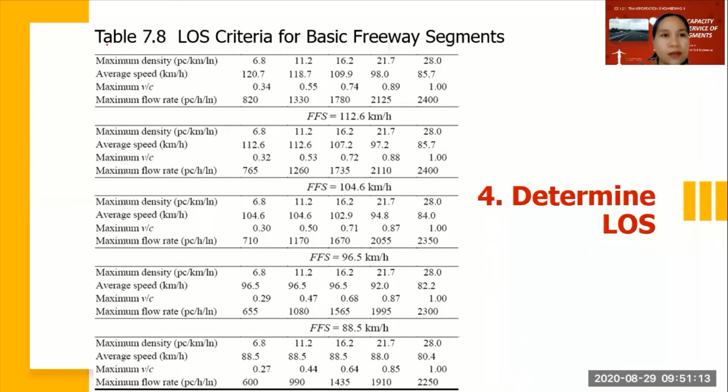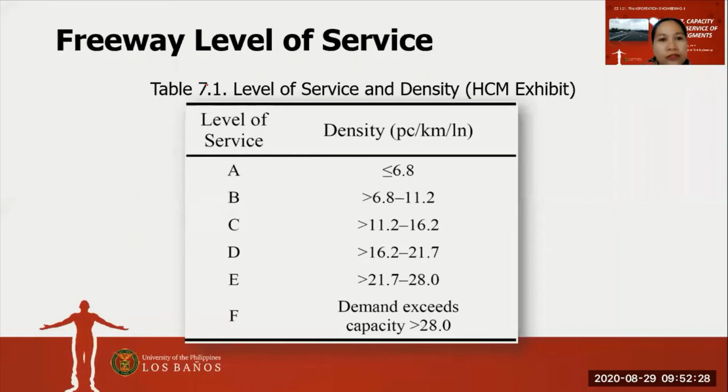You can also use this table 7.8 in determining the level of service of a freeway. You can notice here that there is information about the free flow speed. For example, if your FFS is equal to 112.6 kilometers per hour, then you can use this section of the table to determine the LOS. The information that you need is the maximum density, the average speed, the maximum volume to capacity ratio, and the maximum flow rate.